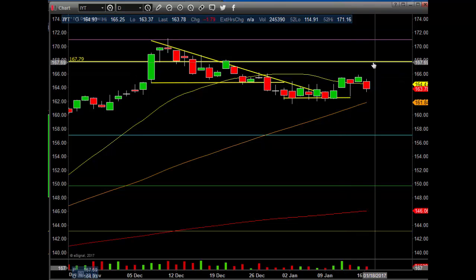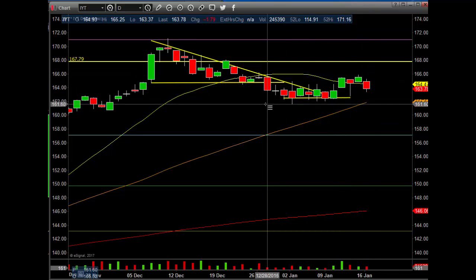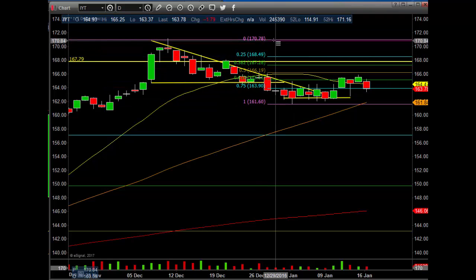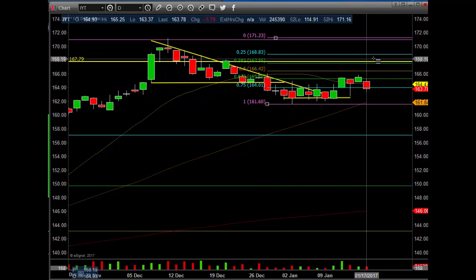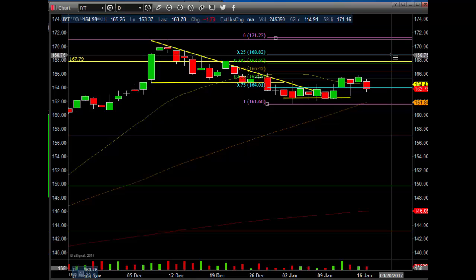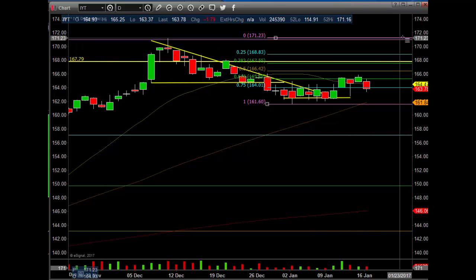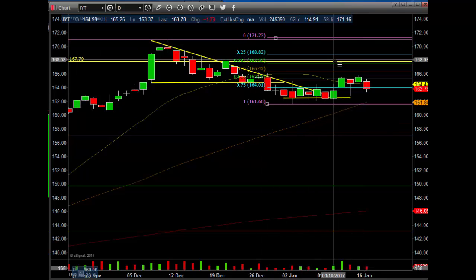If you could get a little higher prices, you know what? Let's do this. Let's just stick a short-term fib in here. Let's see where the 618 and the 50 are. So yeah, if it gets back up to the line, 167.79 double top, or the 168.83, those are some good areas to start putting on shorts. And then of course, if we get up to 171, 72, 73, it would be even more spectacular.